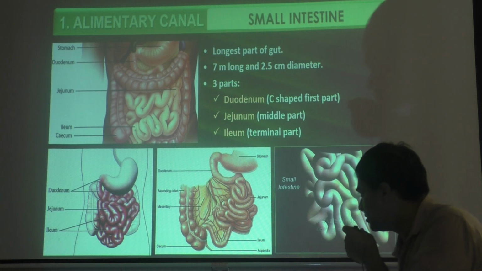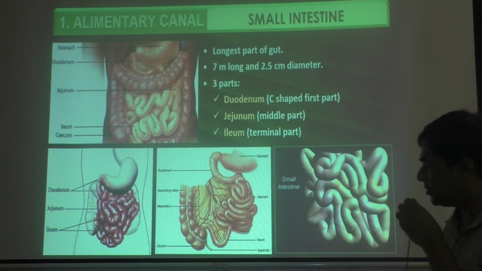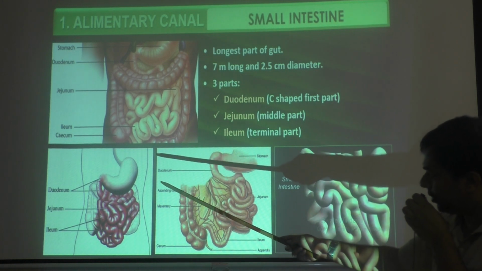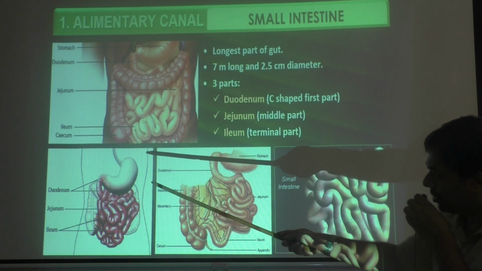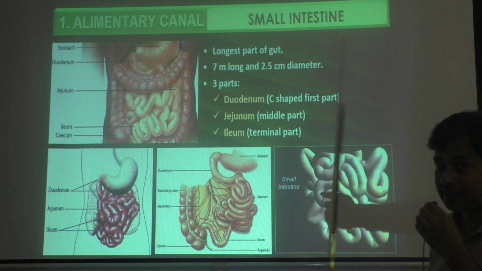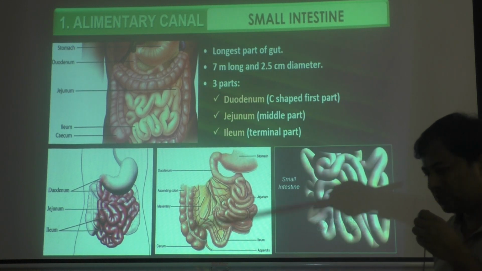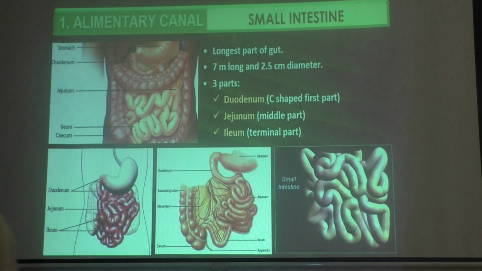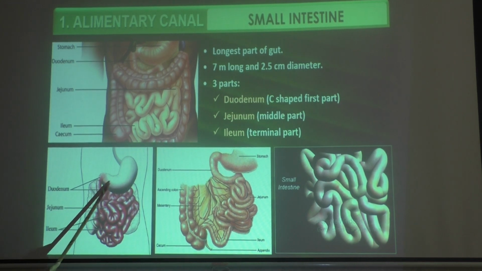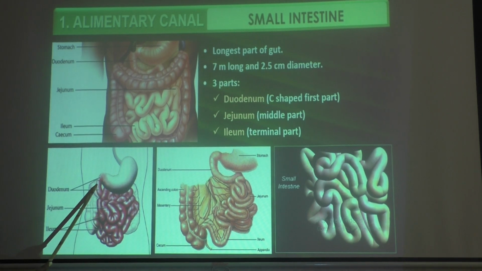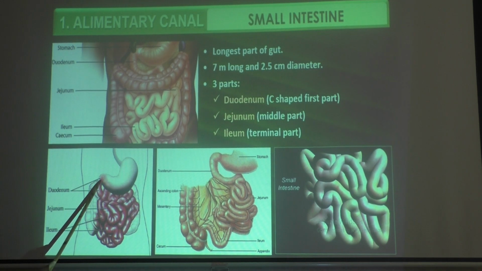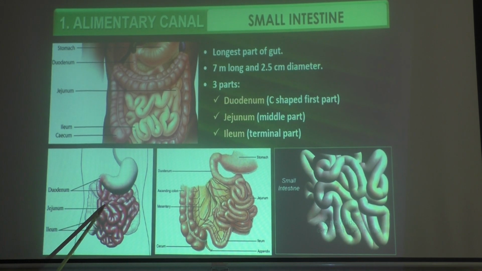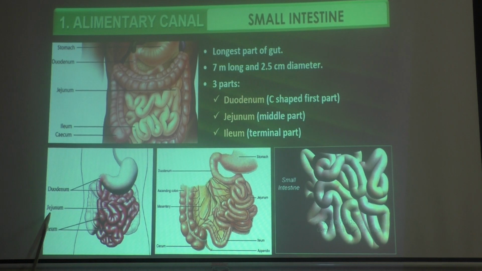Small intestine has 3 parts. Already I have explained it. You know this, I explained it in the previous class. The first part of small intestine is called duodenum. Here you can see, this is the stomach, and the first part of small intestine is duodenum, this part. Okay, the next area, which is a coiled structure, is called jejunum.